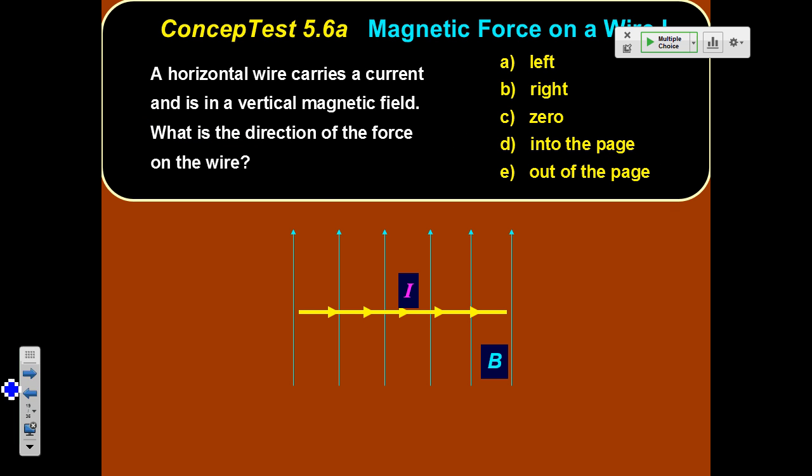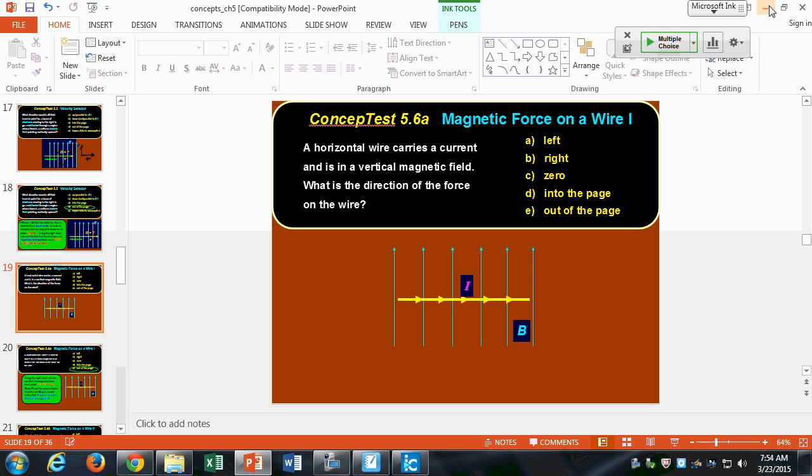All right, we'll come back to this. We're going to talk about magnetic forces on a wire soon.